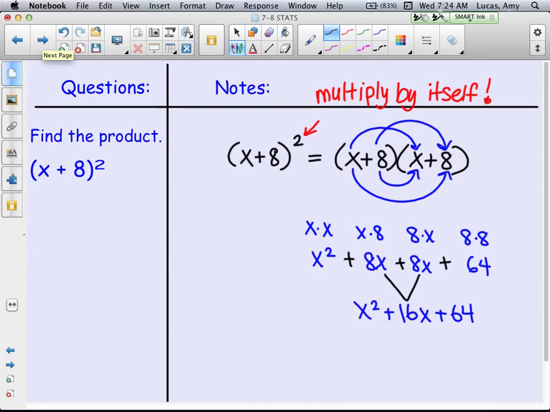So you may notice a pattern that this middle term is 2 times 8 times x, and you may notice that the first term and the last term are x squared and 8 squared. That's kind of a pattern. I don't think memorizing a pattern is really the way to go, but just in case you're looking at the numbers and thinking that the 16 and the 64 are something that are kind of common when you're working with 8.